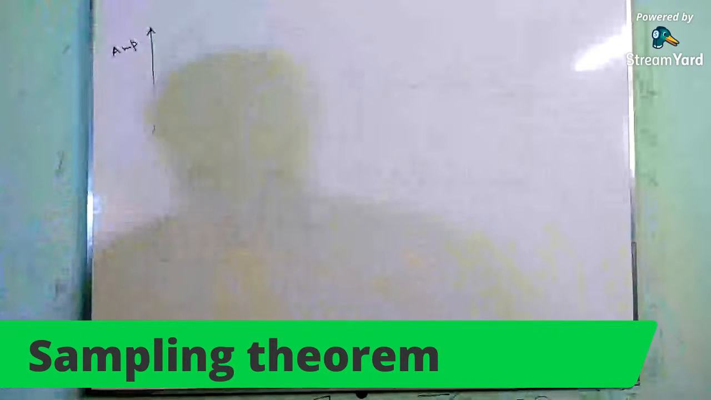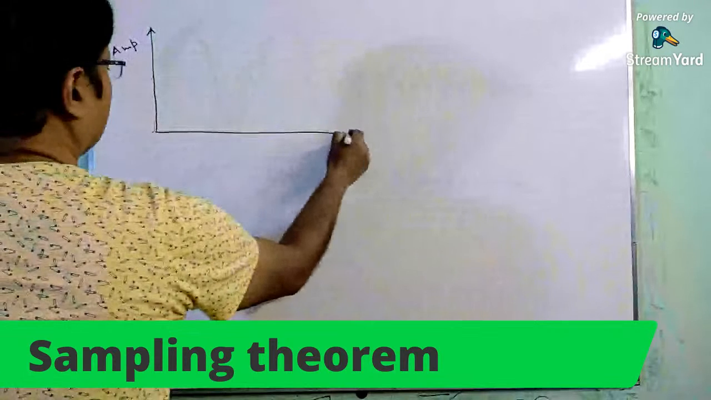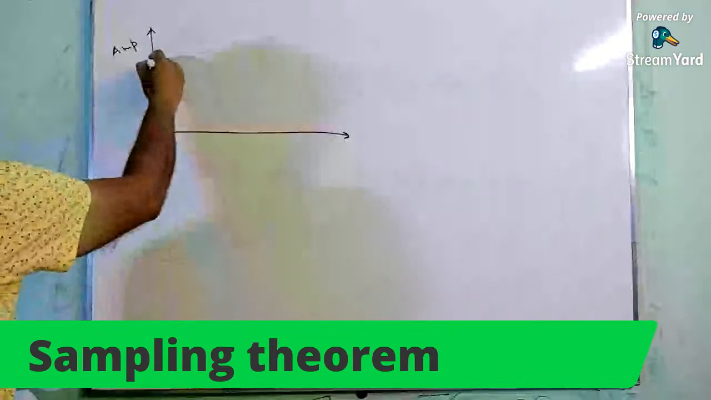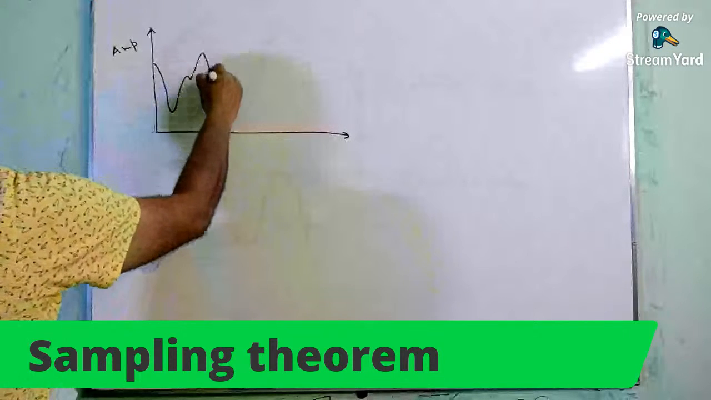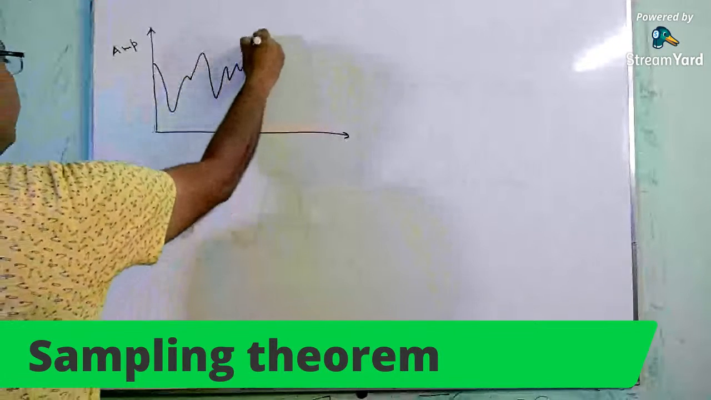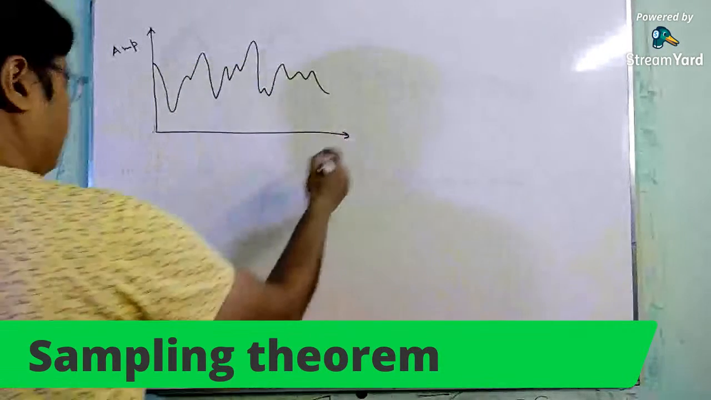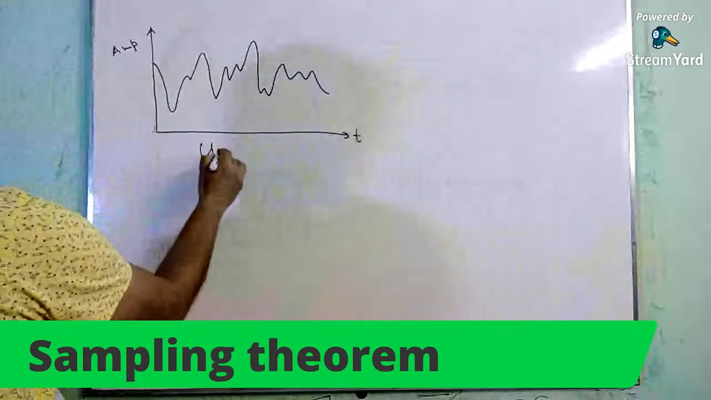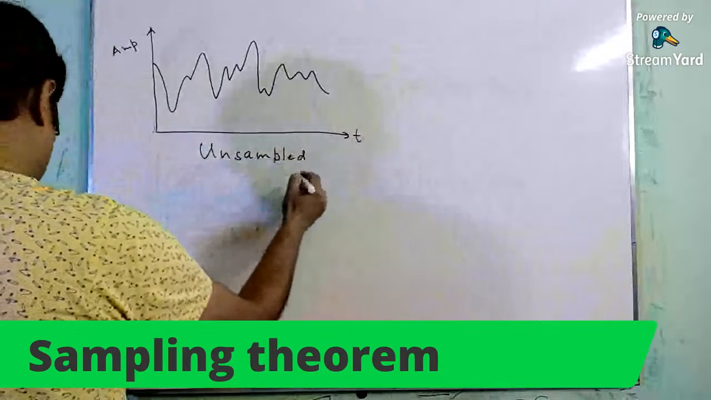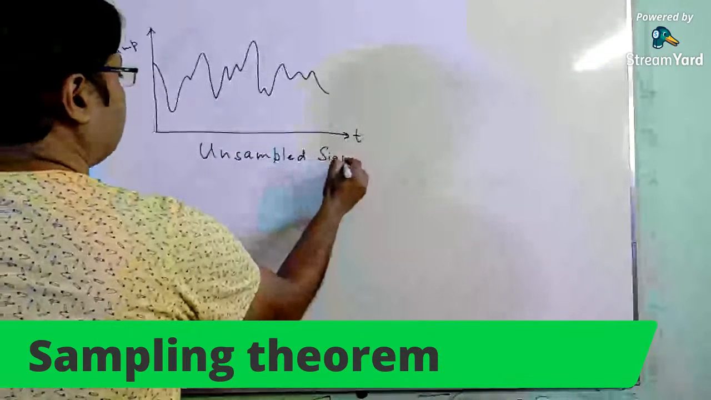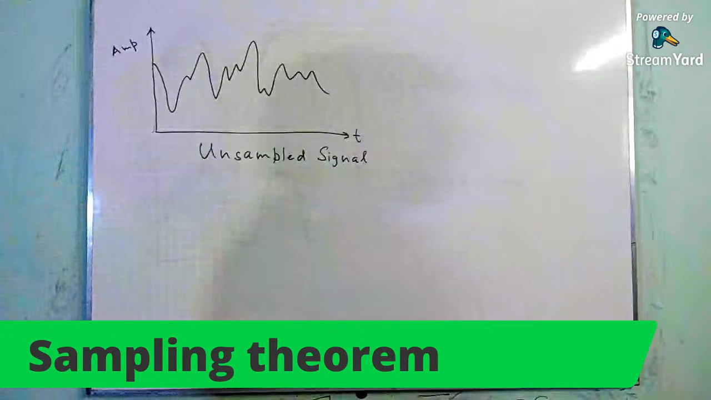Okay. So let's take an unsampled, or rather an original signal in its time domain. Let it be the unsampled or the original signal. So this is the unsampled signal. It is shown in its time domain.